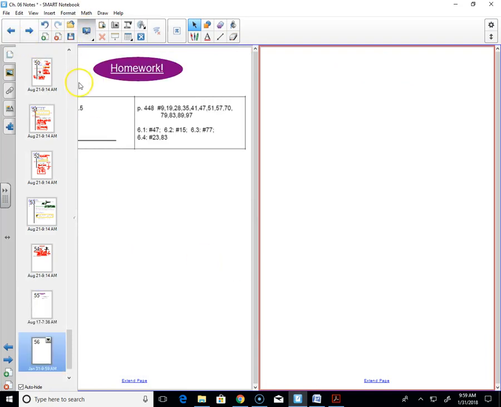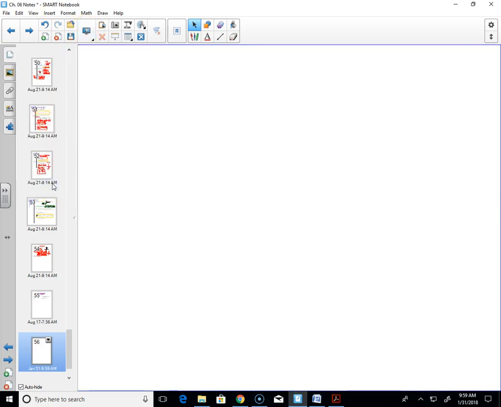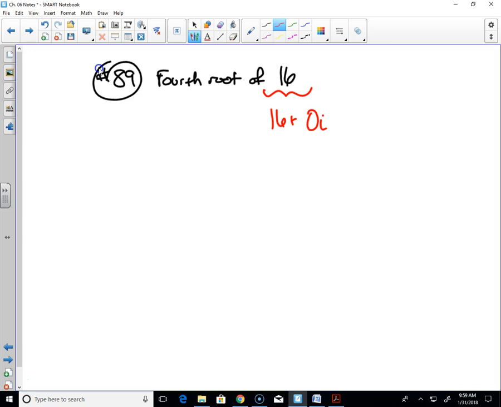So if I make it 16 plus 0i, let me get a single page so we can just look at it. Let me zoom in so we have room. The goal was to, on number 89, find the fourth root, right? Is complex because it can be rewritten as a plus bi. True? So here's the weird thing.